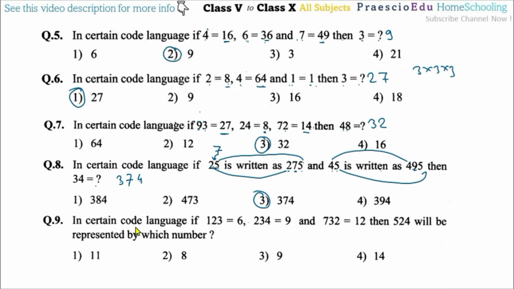Then question number 9, in certain code languages if 1 2 3 is equal to 6, 2 3 4 is equal to 9, then 7 3 2 is equal to 12, then 5 2 4 will be represented by which number? So if you add 1, 2 and 3, you will get 1 plus 2 plus 3, 6. Same like this, 2 plus 3 is a 5 plus 4 is a 9, then 7 plus 3 is a 10 plus 2 is a 12. Likewise 5 plus 2 is 7, 7 plus 4 is 11, so it will represent 11, means option number 1 is the correct one.